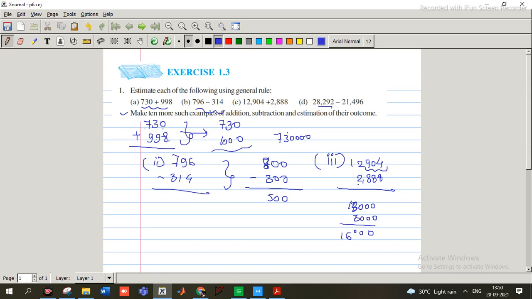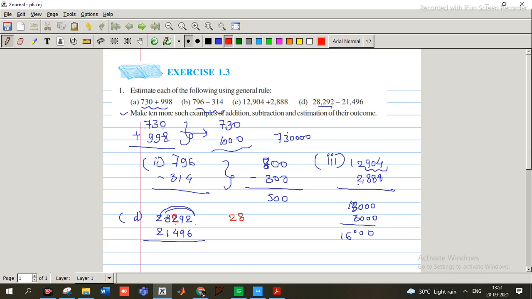And this one, the last one, it's 2829221496. Let's try to approximate it by thousands because we have enough digits, right? So once we do that, this 8292 will become, sorry, it's less than 8500, so it will be 8000 only.